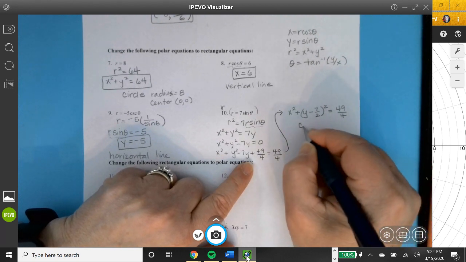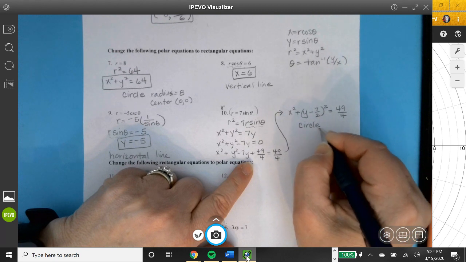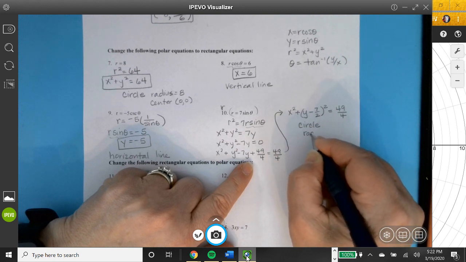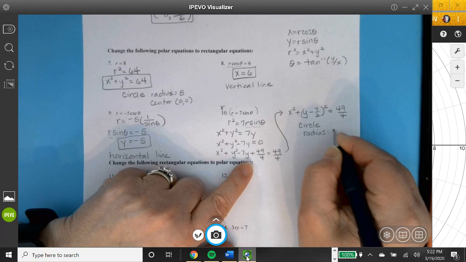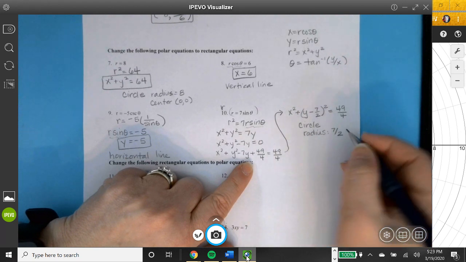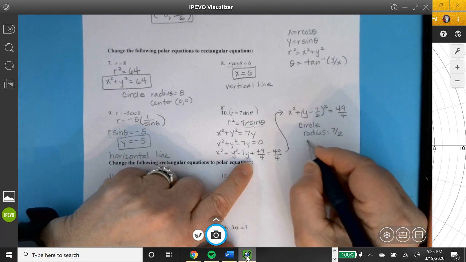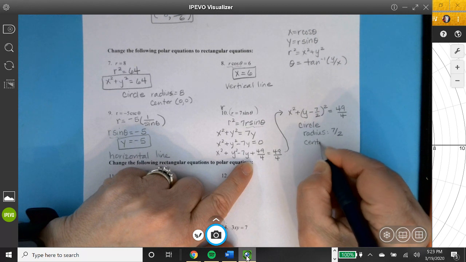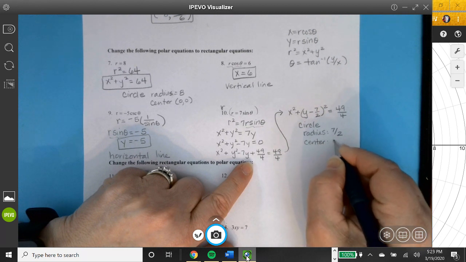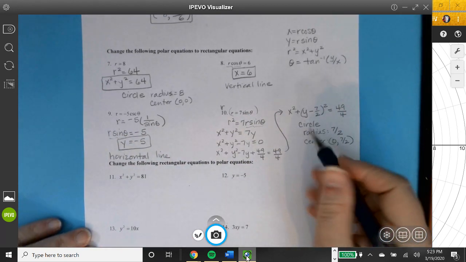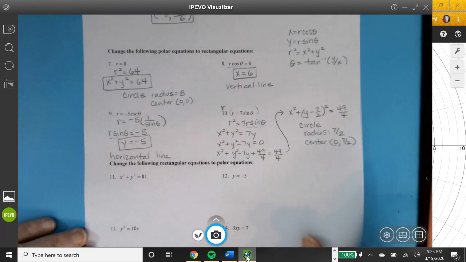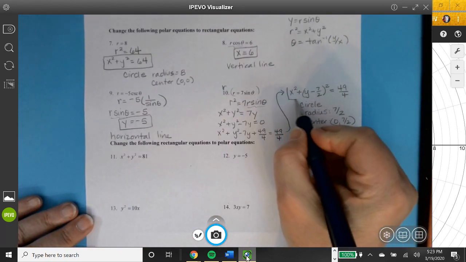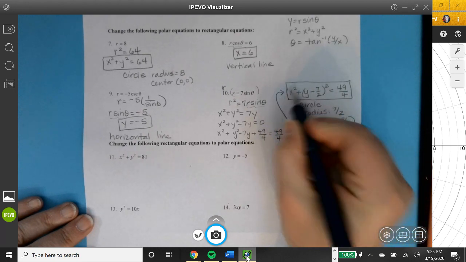And there is another circle with a radius 7/2, because you take the square root of this, and a center of 0, 7/2. Okay, and so that would be our equation.